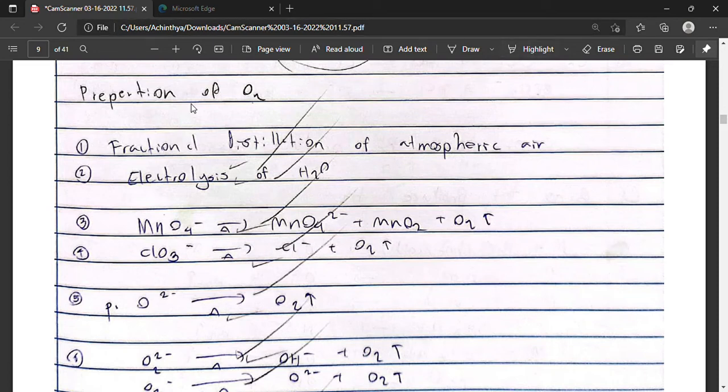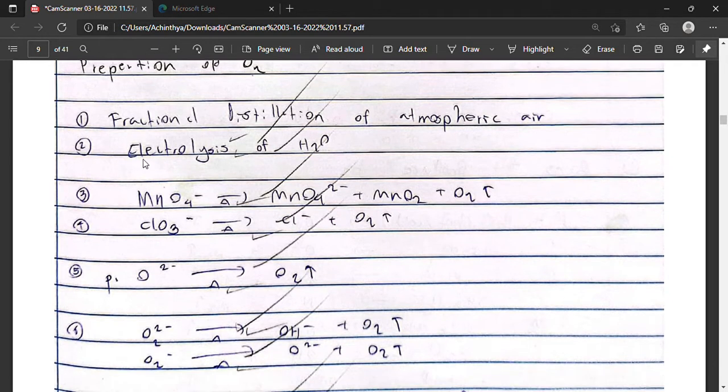Let's talk about the preparation of oxygen. The best way of doing so is via the fractional distillation of atmospheric air. There is no better way of obtaining pure oxygen, but it cannot exactly be done in the lab. However, what we can do in the lab is the electrolysis of water, in which we can obtain not only oxygen, but we can also obtain hydrogen as well.